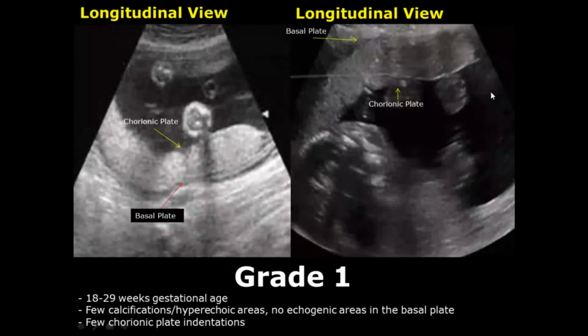Here are more images of a grade 1 placenta. Here it is bright due to enhancement because of amniotic fluid, and over here you can see no hyperechoic area at the basal plate, and there are few hyperechoic areas. These are calcifications in the placenta, and here are few indentations at the chorionic plate.